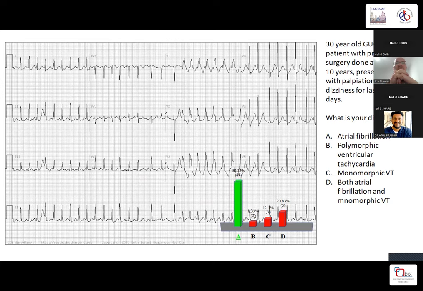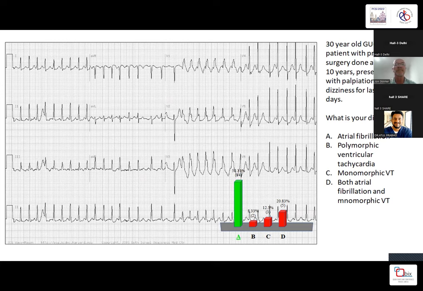Irregularly irregular tachycardia, atrial fibrillation would be there in almost 99% of cases. The other diagnoses with irregularly irregular tachycardias are atrial tachycardias with variable conduction. They are easier to diagnose because the variability is not too much, and then they behave like atrial fibrillation only. And cases where you have multiple ectopic beats coming from various regions of the atria, those are the ones which you see in multifocal atrial tachycardia.